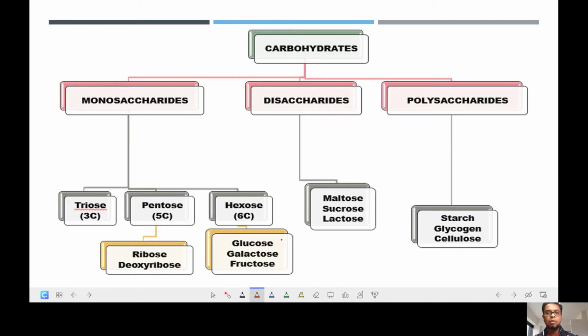Among these examples of monosaccharides, maybe we should give a little bit of priority to glucose, because this is one of the most important types of monosaccharide, considered as the main source of energy in life. And when we focus on the disaccharides, we need to know about maltose, sucrose, and also lactose. Meanwhile, when we refer to the polysaccharides, we need to know a little bit more about starch, glycogen, and also cellulose.